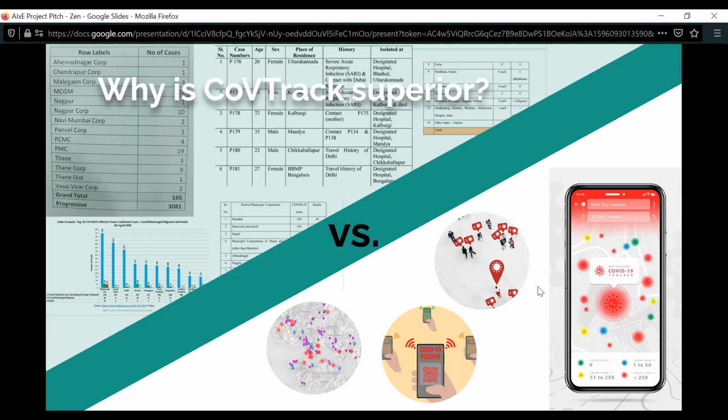Of course, more importantly, it creates a safe and reliable environment. So if you want to go out from your house, you know exactly what areas are safe and what areas are dangerous. So yeah, that's basically it.